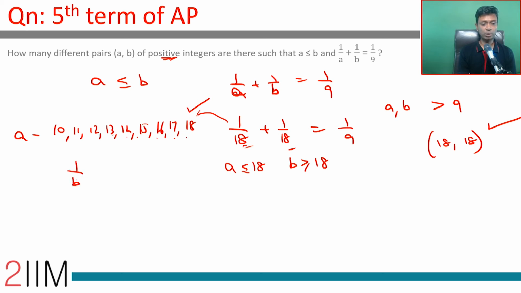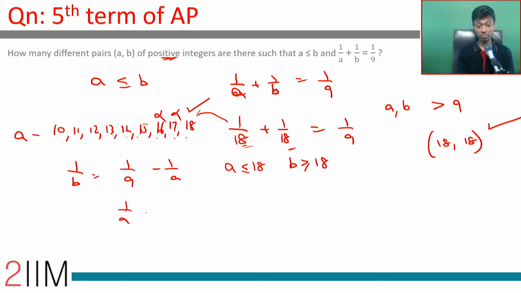Now we can think of 1 by b as 1 by 9 minus 1 by a. So 1 by 9 minus 1 by any of these, wherever it becomes a nice 1 by b, where b is an integer, we are through. Straight away you can sense that 17 won't work. 1 by 9 minus 1 by 17 is 17 minus 9 by 17 into 9. This won't factorize, that's out. 16: 1 by 9 minus 1 by 16. Nothing in common, 7 by something, doesn't work.